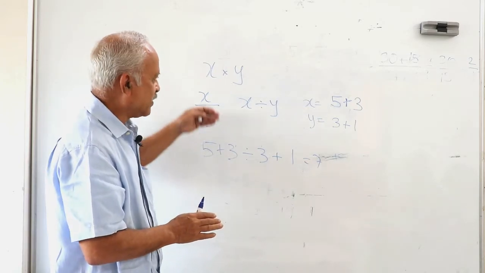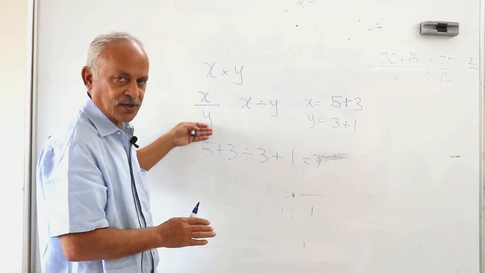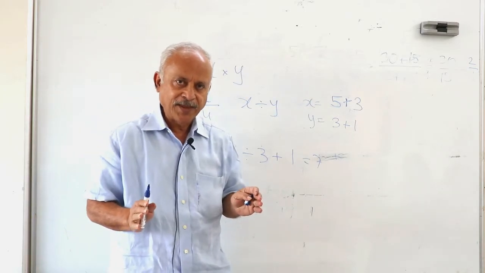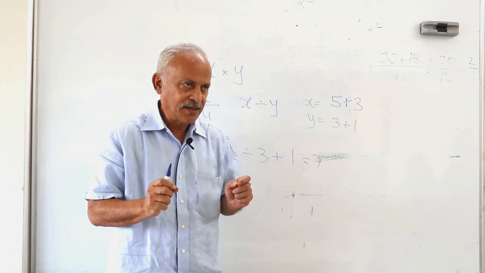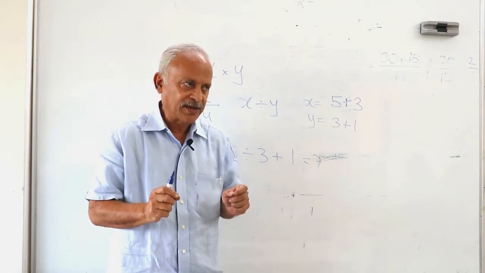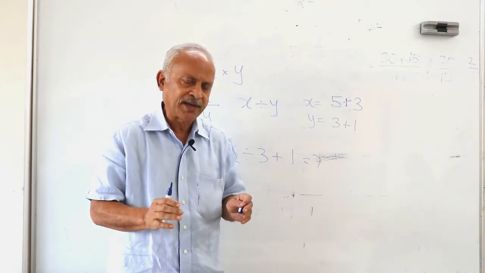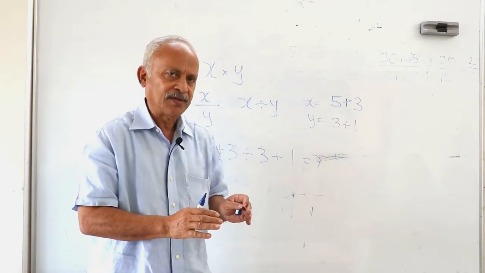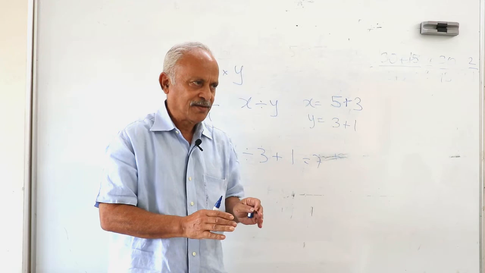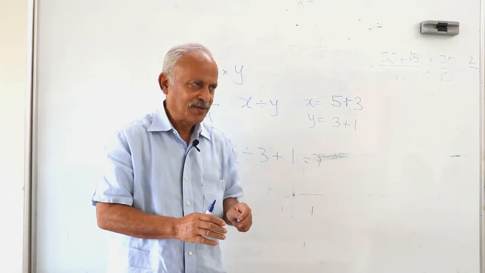Whether it's multiplication or whether it is division, you have to be careful and make sure you have the brackets in the right place and you are using the brackets properly. If you use brackets, the calculator becomes quite smart and gives you the right answer.